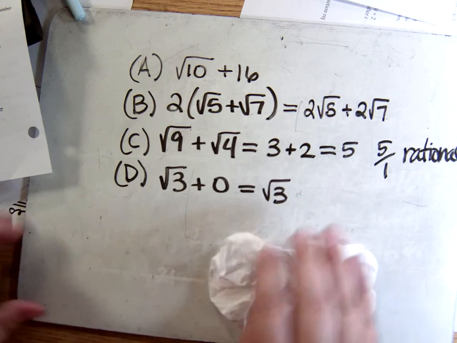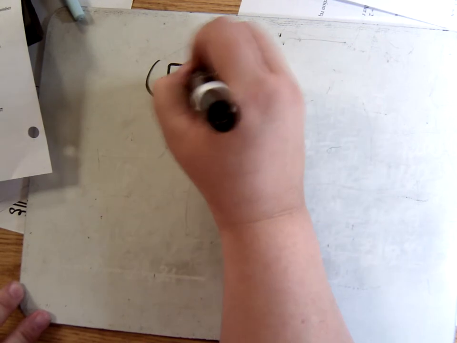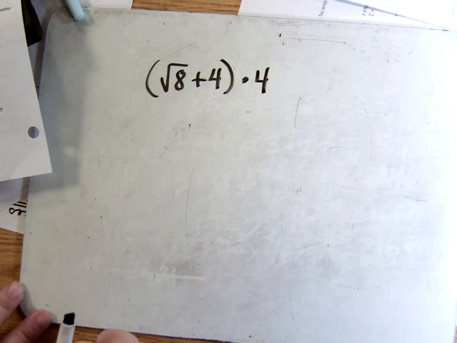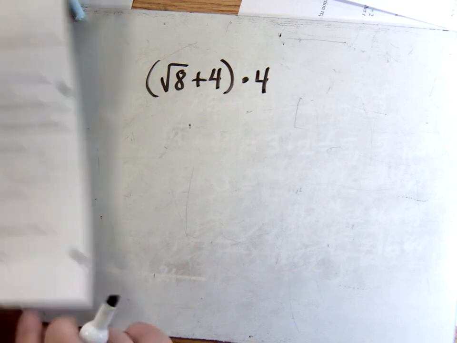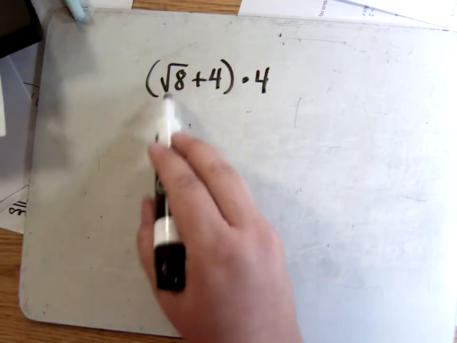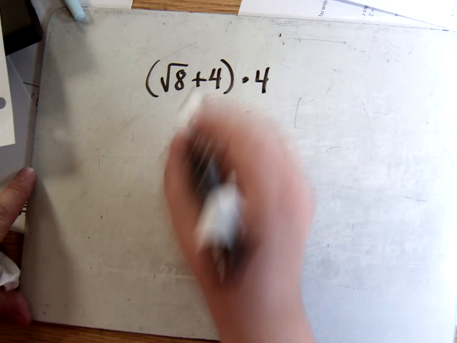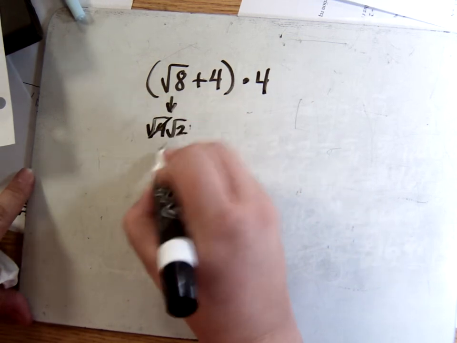Next one, it says which statement is true? This is to the right. Which statement is true about the value of square root of 8 plus 4 times 4? Okay. It is rational because the product of two rational numbers is rational. Well, even if the product of two rational numbers is rational, this is not rational. And the product here is this whole thing times 4. This can be simplified, but it's still not going to be rational.